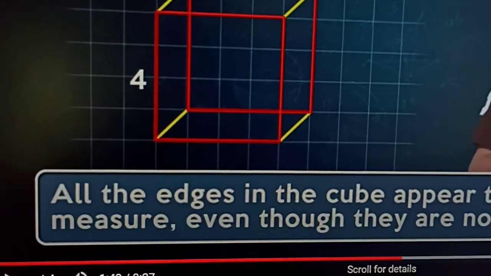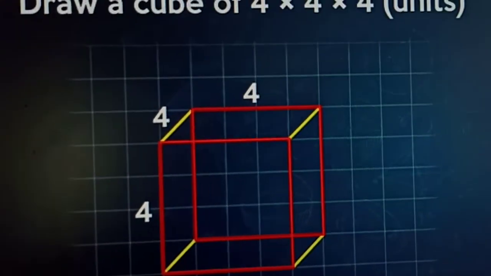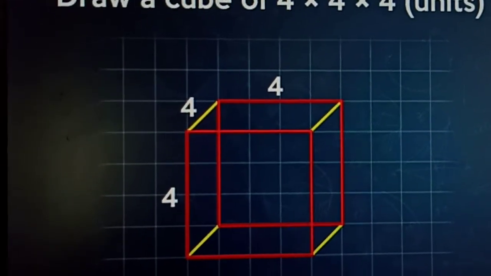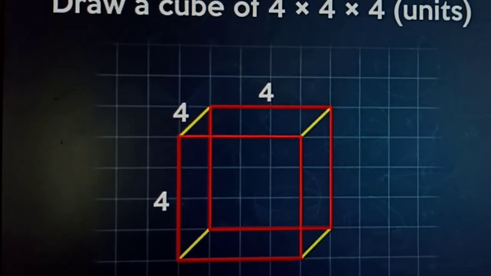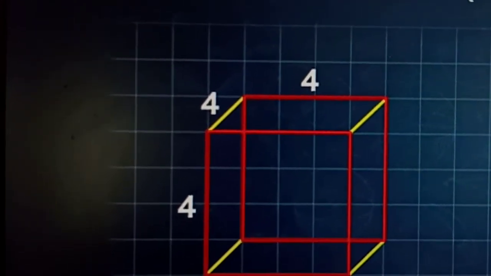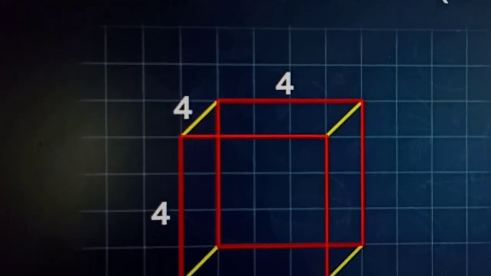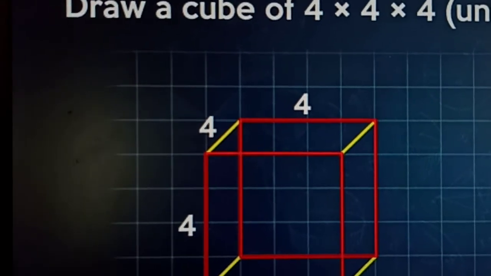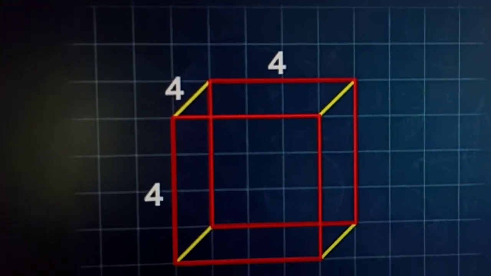The important thing is that all the edges in the cube appear to be equal in measure even though they are not actually equal. See here, right? So an oblique sketch will help you to draw 3D shapes like this.